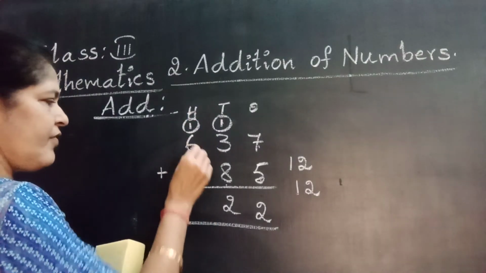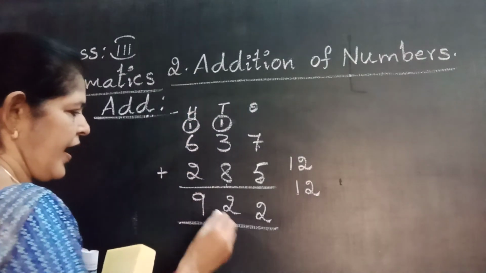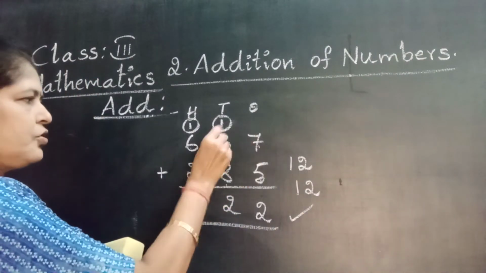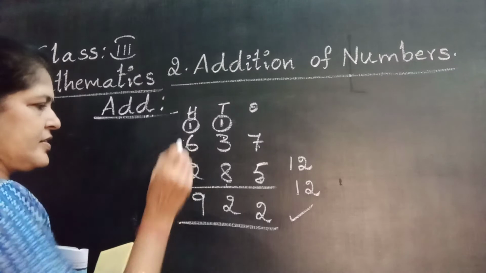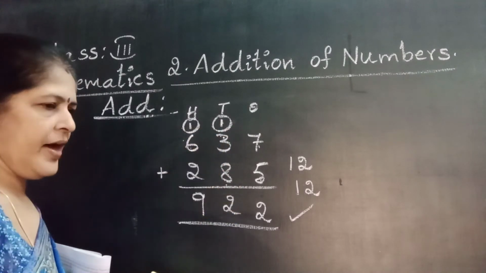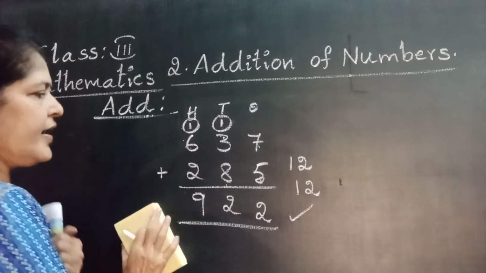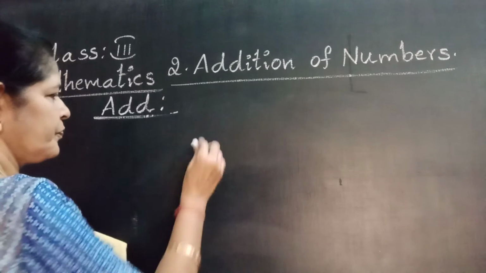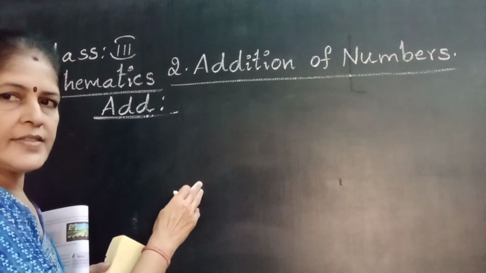1 plus 6, 7, 7 plus 2, 9. This is with regrouping, ones to tens, tens to hundreds. Understood? Don't forget the adding of the carry forward number. This is called carrying addition. Now 3 digit numbers, 3 lines. Have you understood the concept? Okay.